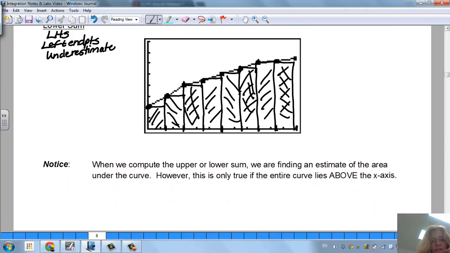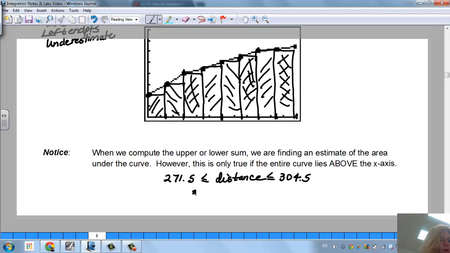So when we compute the upper and lower sum, we find an estimate of the area under the curve, however, this is only true if the entire curve lies above the x-axis. So again, we have 271.5 feet is the distance here, and we're estimating it. And I want you to see something. The distance between the upper and lower bound is about 33 feet. This is my low estimate and this is my upper estimate. This is about half of what the first example was.